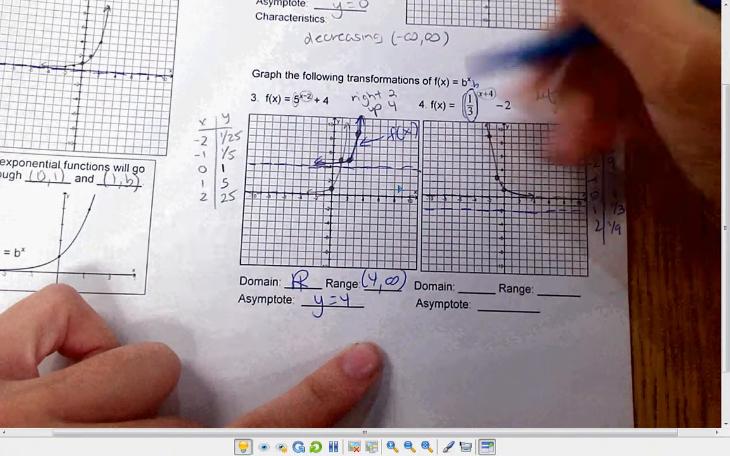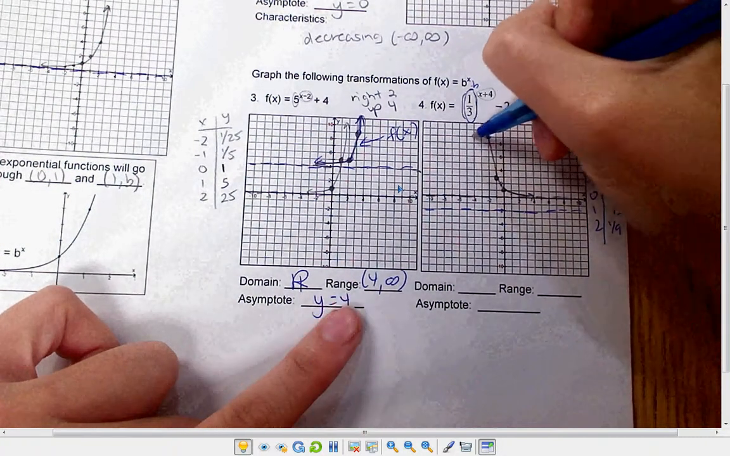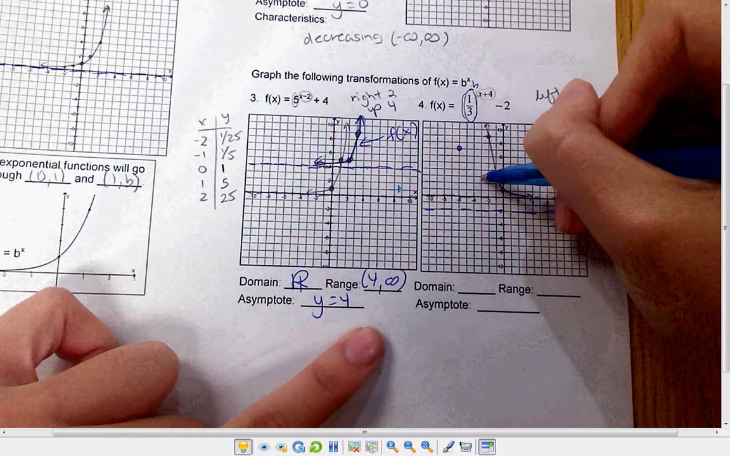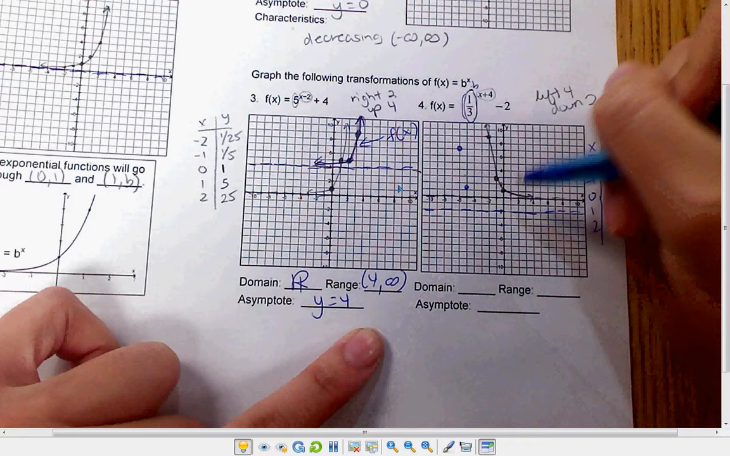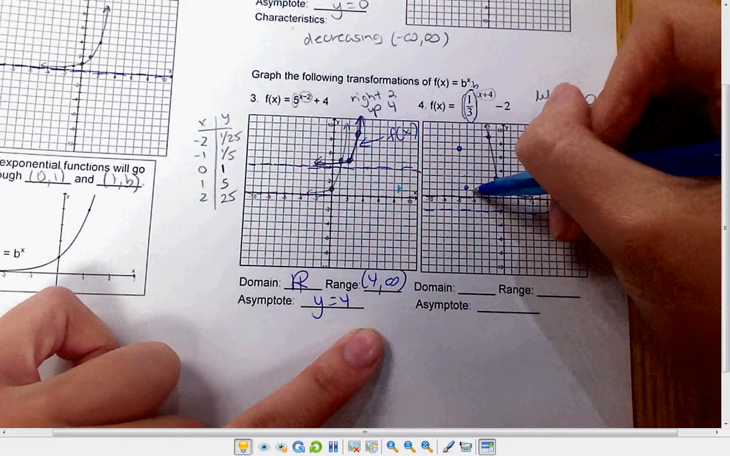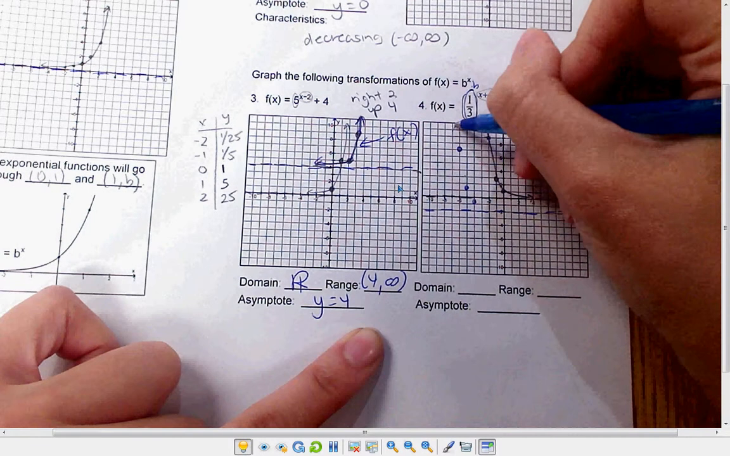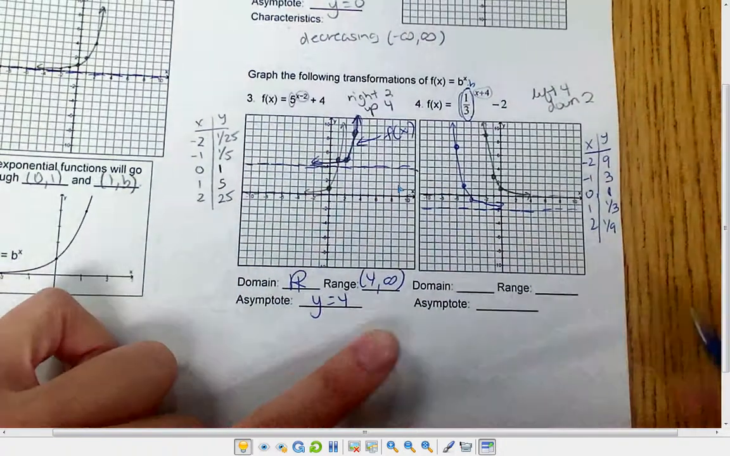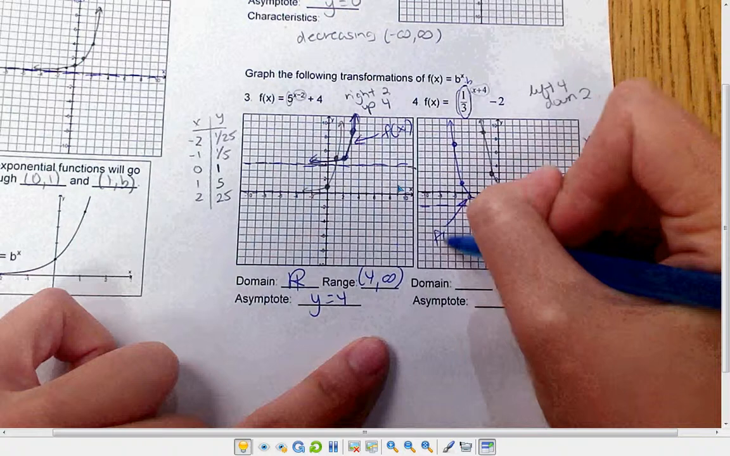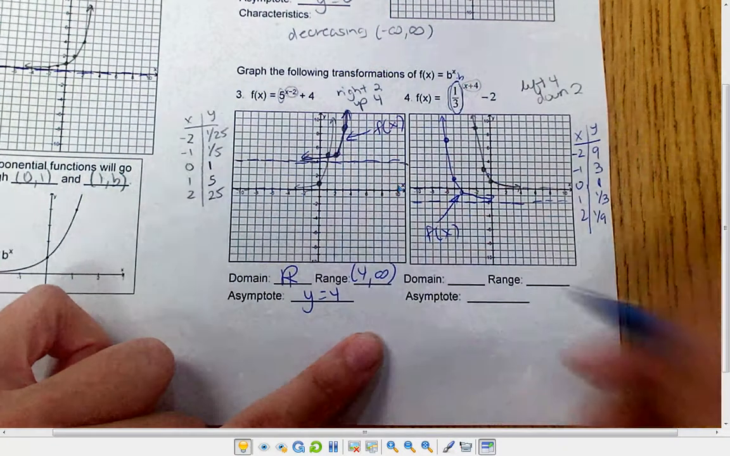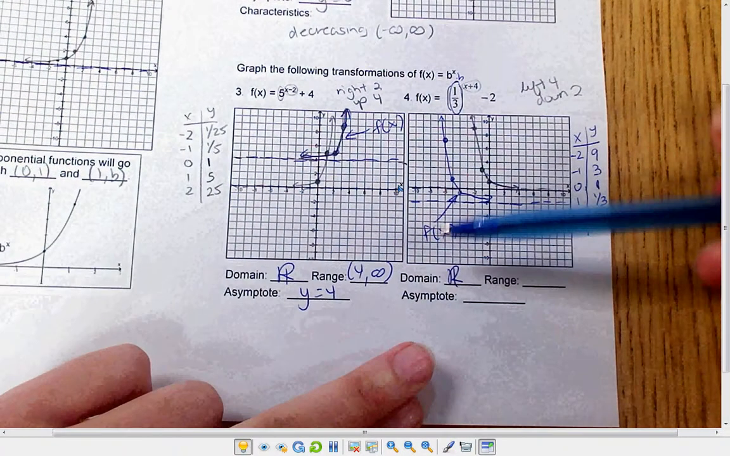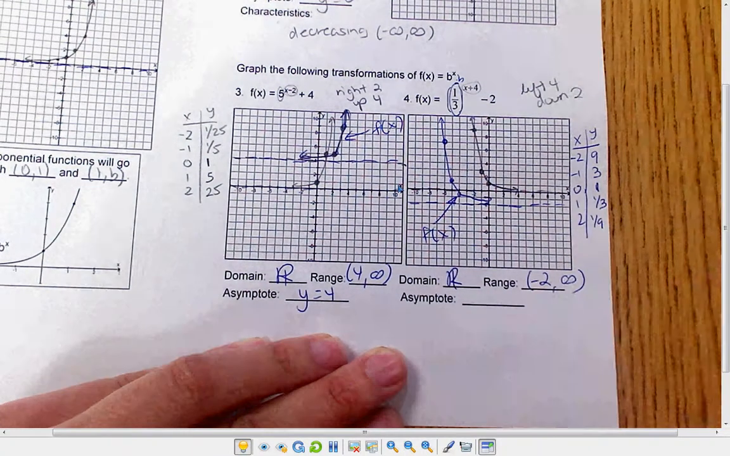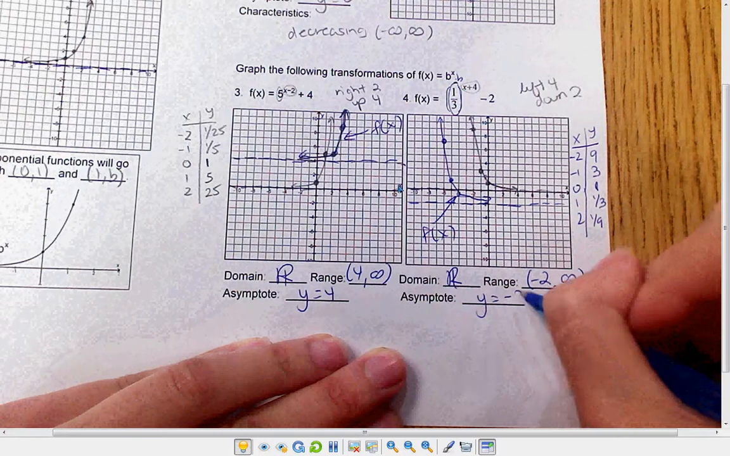For all my points, they're going to move to the left 1, 2, 3, 4, down 2. This one moves to the left 1, 2, 3, 4, down 2. And left 1, 2, 3, 4, down 2. Again, I'm going to connect them all and approach the asymptote. So this is my new function, f of x. Domain, all real numbers. Range starts at, my asymptote is at -2, so -2 to infinity, because it still goes up. My asymptote is at y equals -2.